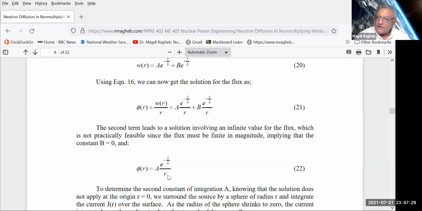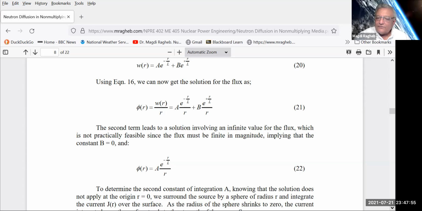The flux is going to decrease both as a function of 1 over r, the distance from the source, and also as a function of a negative exponential, and we take the ratio of the two. Okay, a differential equation of second order with two constants. We use basically a real world solution. We said B is 0, but we are left with A. How do we determine A?